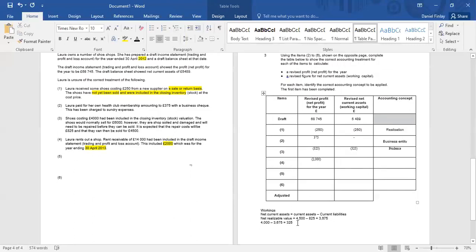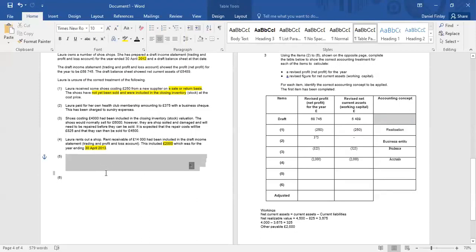So that £2,000 is going to be another payable. We know that's a liability, so the liability is going to increase. Current liabilities will increase, which means my net current assets will decrease. And the accounting concept for this one is accruals, because everything should be matched to the year it should be due in.